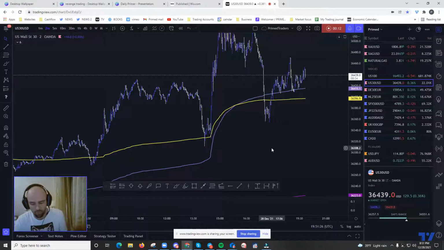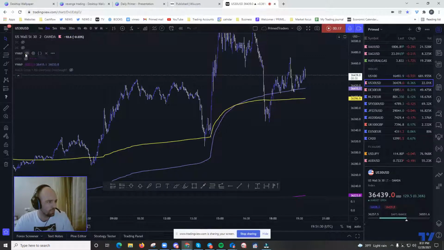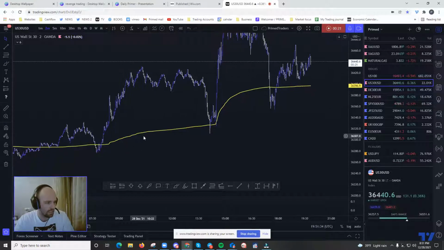Today's subject is the VWAP. The VWAP is a very important tool for day trading. I'm just going to remove the weekly one. So the yellow line here is the daily VWAP, and I just want to explain it to you.